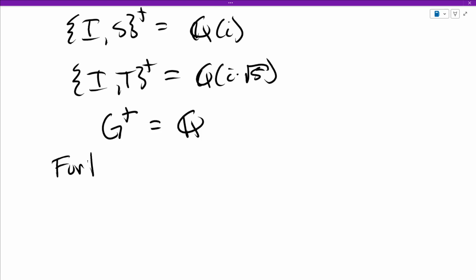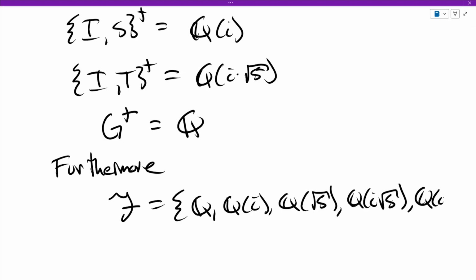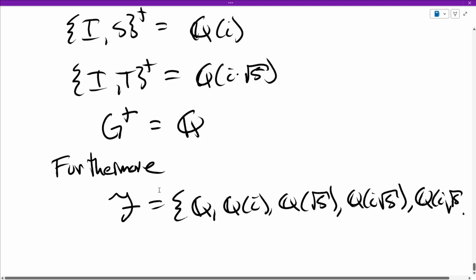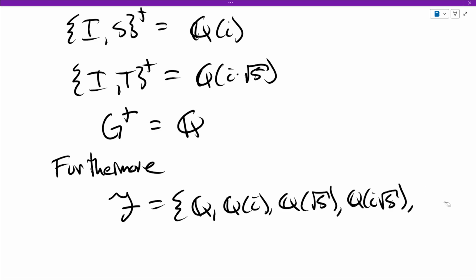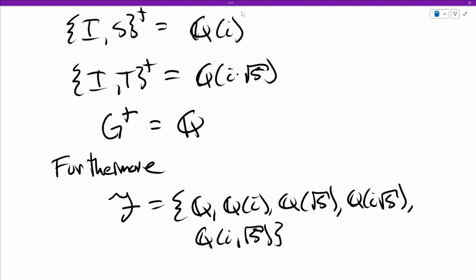Furthermore, the collection of all fixed fields is only this set. We only get these 5 fields that we've seen right now. And how do you prove that? Well, it's very tedious without using the fundamental theorem. You can do it by hand, but I don't think it's worth the effort. It can be done by hand without any abstract machinery, that you only get these fields. We're not going to do that though.